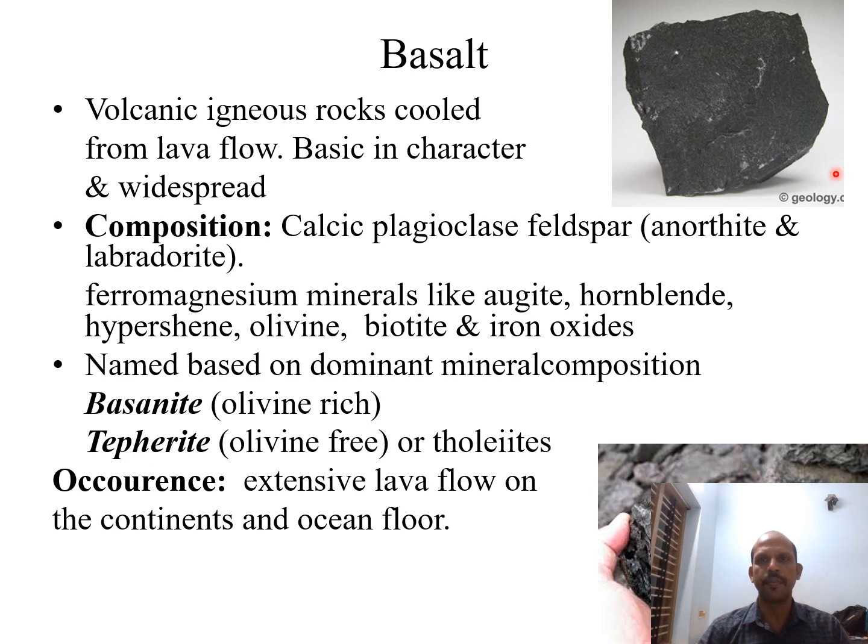So this is basalt. This picture is basalt, a volcanic igneous rock cooled from lava flow. So it's lava flow. It's again above the surface of the earth, and it will be a very fine grain. So it's almost like grains are not visible to our naked eye.